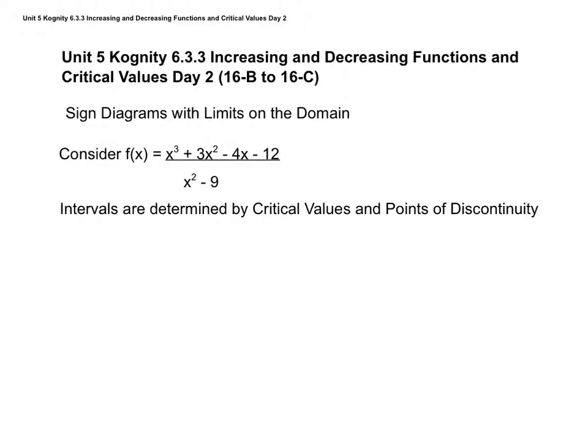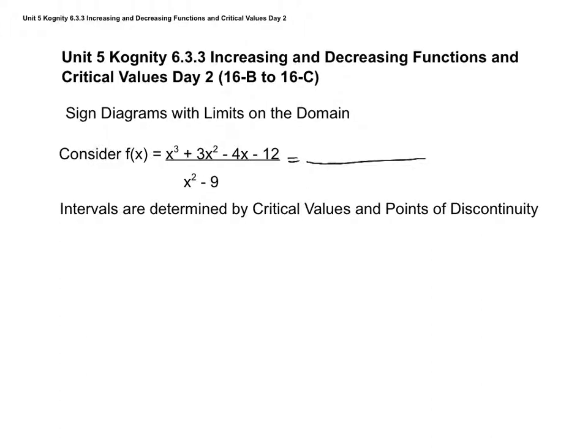So, let's consider this function here. We have x cubed plus 3x squared minus 4x minus 12, all over x squared minus 9. Before we get into doing the derivative, let's first look at this function closer and see what we can tell about it, specifically dealing with the domain and discontinuities.